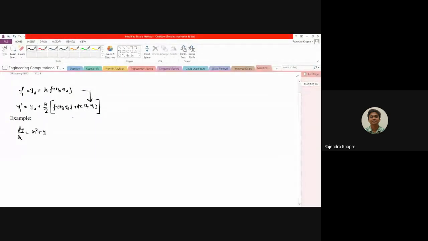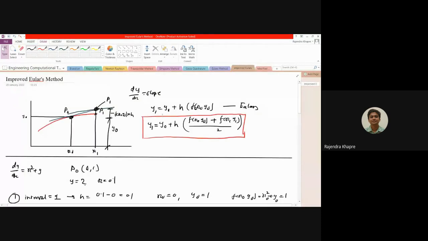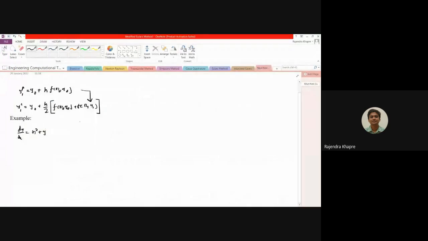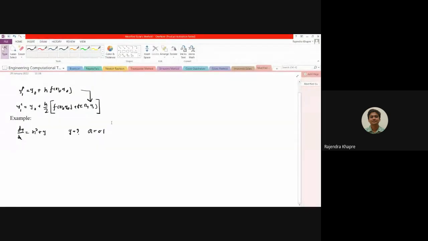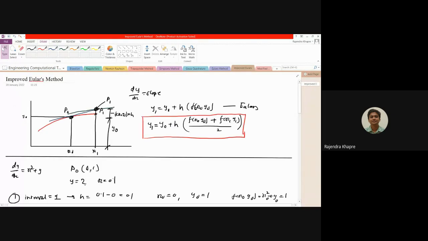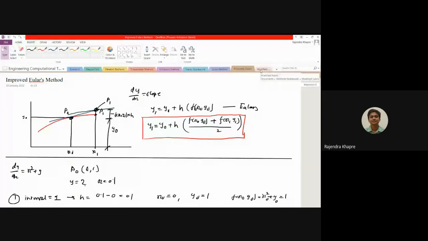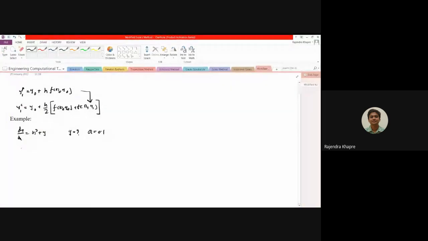If you remember the initial conditions which are given, we have to calculate the y value for x value 0.1. So what is the value of y for x equal to 0.1? This is our problem, and the initial point is x0 and y0, which are nothing but 0 and 1. So here x0 is 0 and y0 is 1.